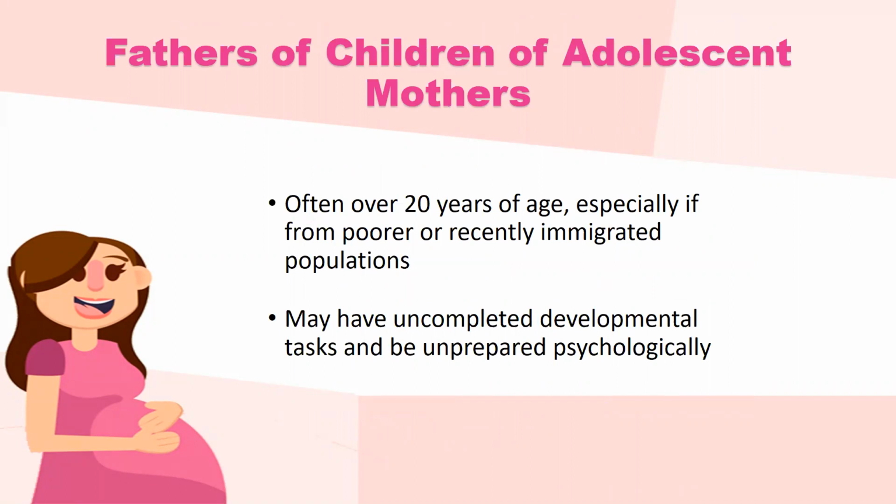Approximately half of the fathers of babies born to adolescent mothers are not teenagers, but they're 20 years of age or older. Teens in poor, recently immigrated populations are especially likely to have older partners. Adolescent males tend to become sexually active at an earlier age than females, and they have more sexual partners in their teenage years. Adolescent fathers face many of the same psychologic and sociologic risks as the adolescent mother.